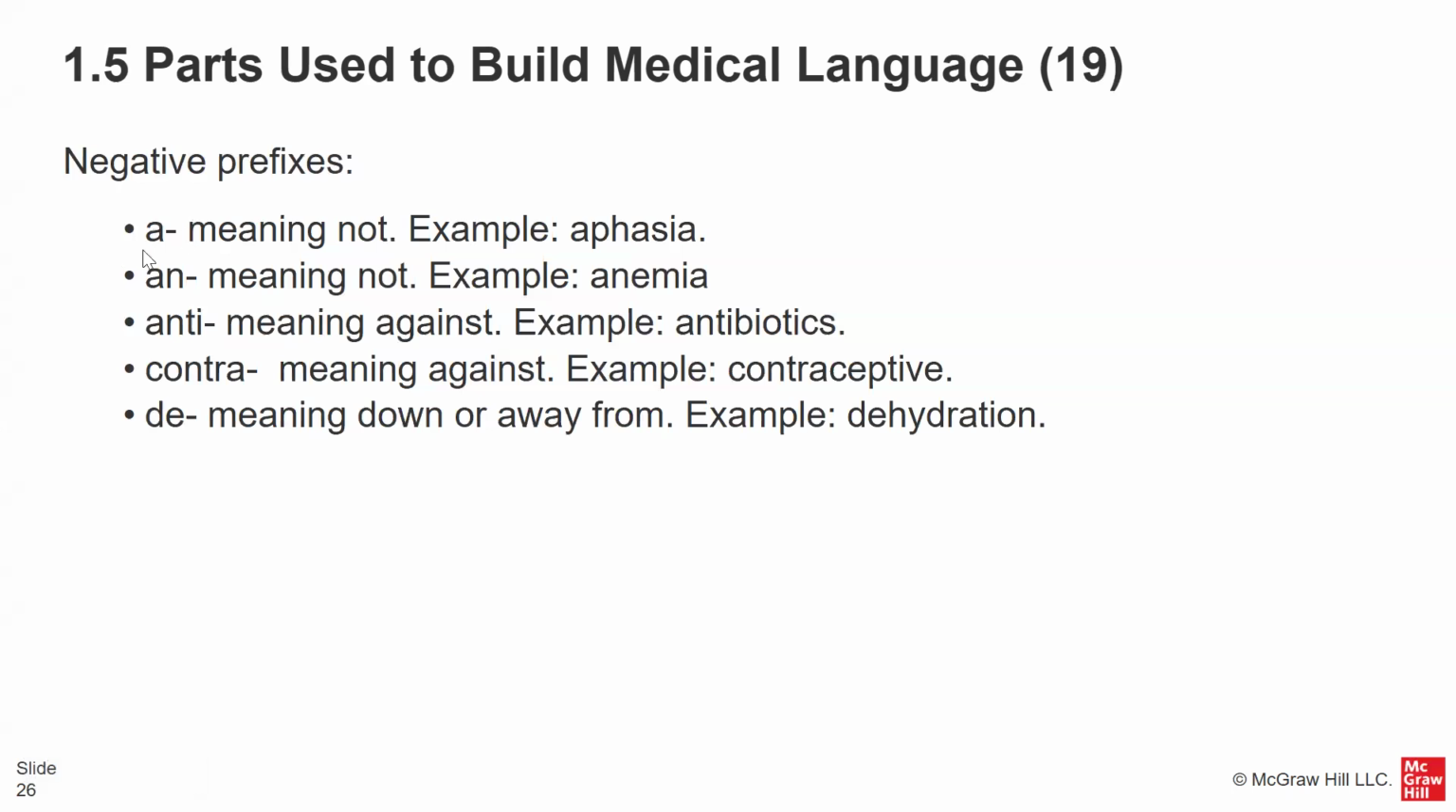So remember, prefixes come at the beginning of the word. So here, you see how they're written, like a with a dash, an with a dash, anti with a dash, and so forth. So a means not, so aphasia, and an also meaning not, anemia. Antibiotics, anti meaning against, bio meaning life, the suffix tic meaning pertaining to.